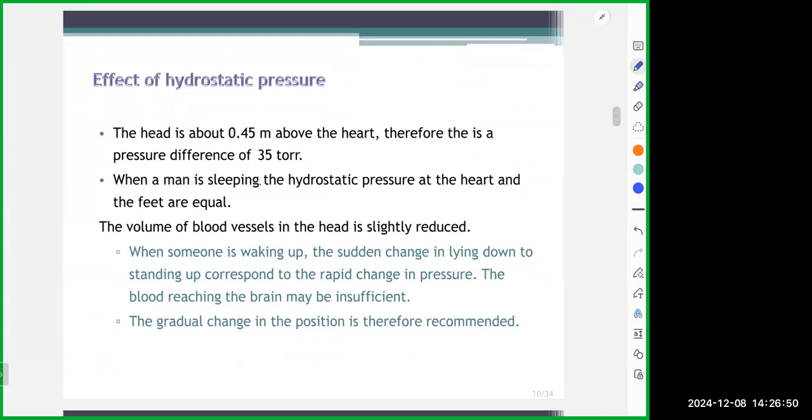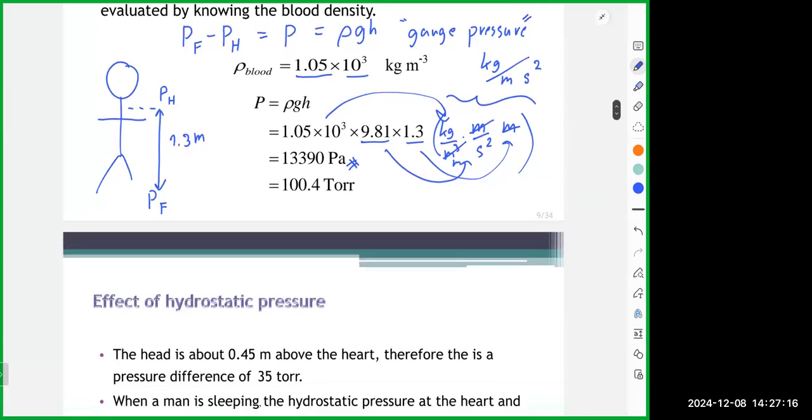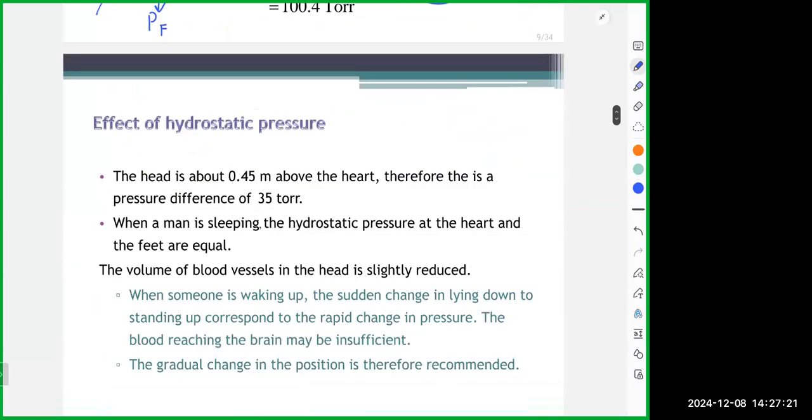And the effect of the hydrostatic pressure, we already know that on average, the head is about 0.45 meters above the ground. So the pressure difference is about 35 Torr, which is lower than the pressure difference between your feet and your heart.